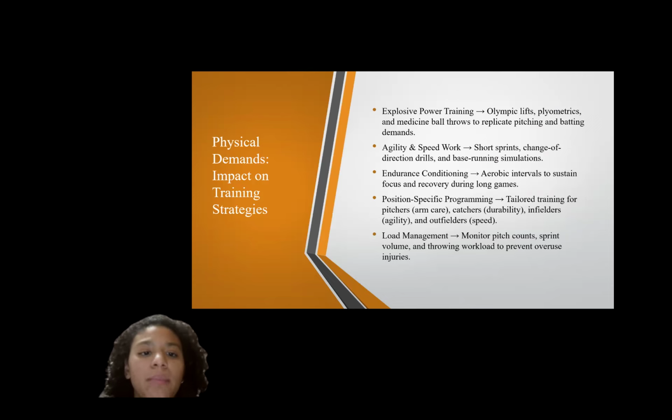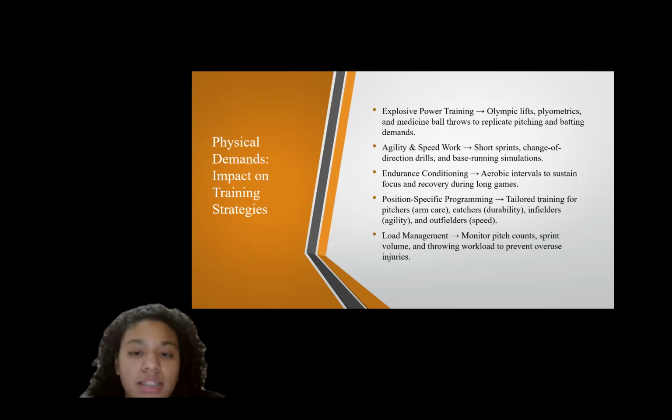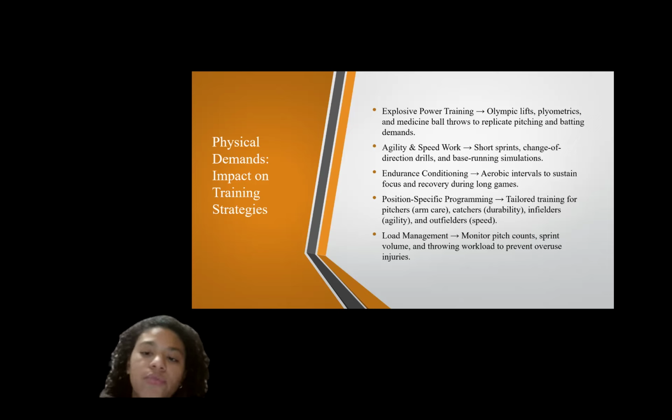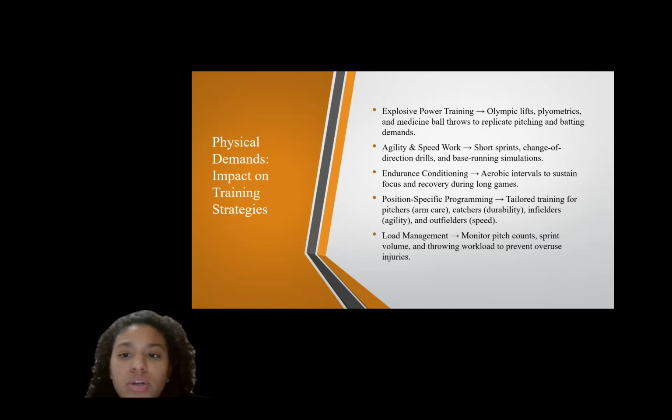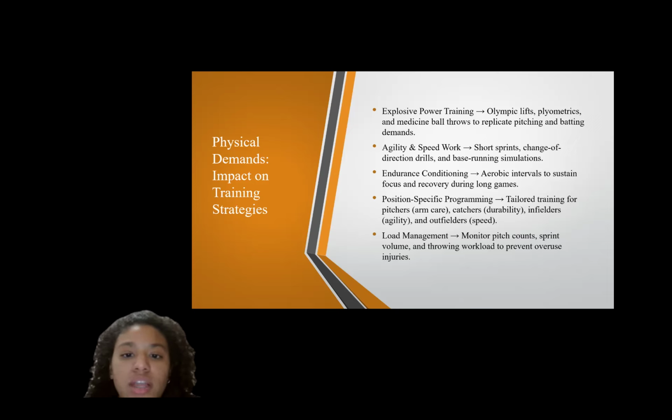Moving on to physical demands' impact on training strategies, we have explosive power training, which translates to Olympic lifts, plyometrics, and medicine ball throws to replicate pitching and batting demands. Agility and speed work focuses on short sprints, change of direction drills, and base running simulations. For endurance conditioning, we focus on aerobic intervals to sustain focus and recovery during longer games.